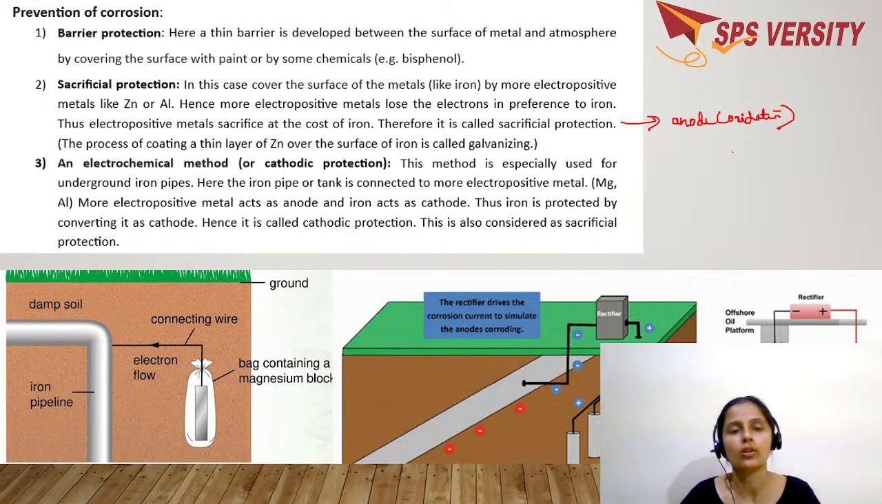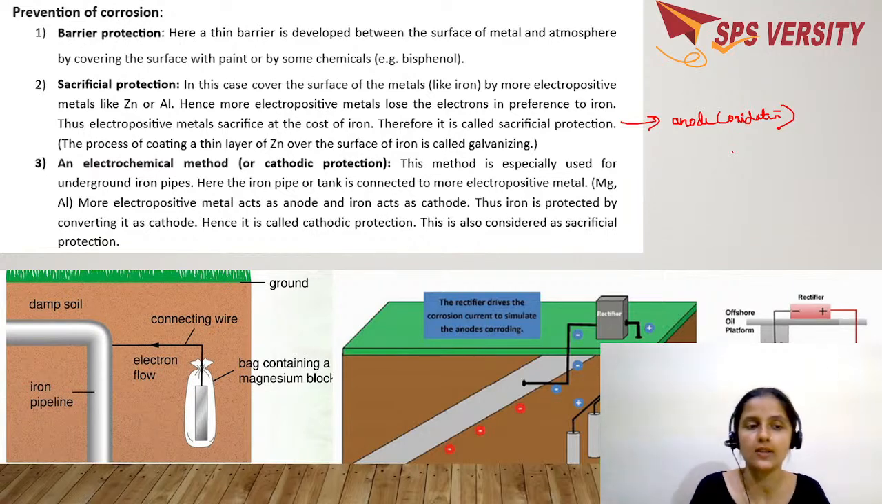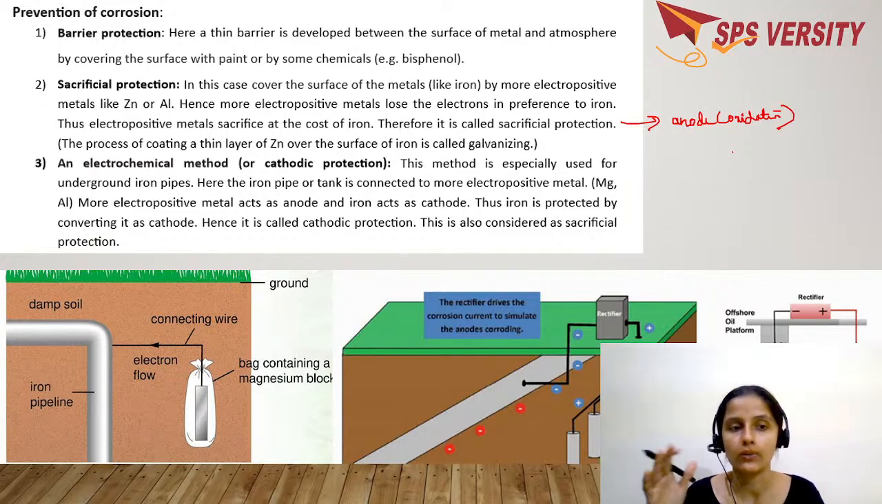The next one is the electrochemical method, also called cathodic protection. What is done over here? These are iron pipes. An iron pipe or tank is connected to magnesium or aluminium, so that particular metal acts as anode. This is called cathodic protection, because iron is acting as cathode. The magnesium or aluminium blocks are more reactive, so they act as anode. So you convert the iron to cathode, and the cathode is protected. So this is cathodic protection.